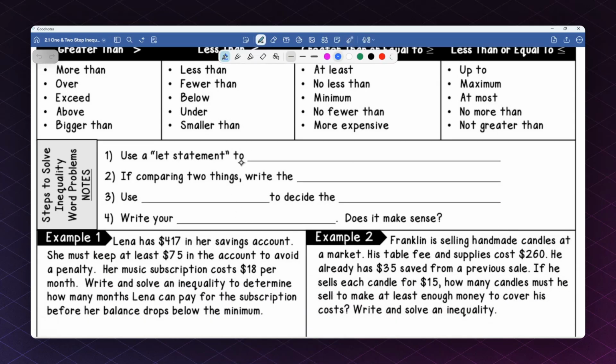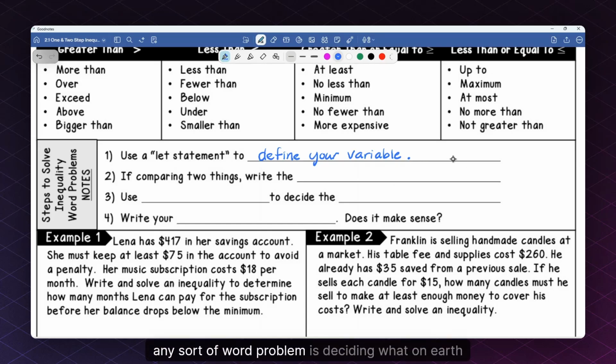All right. So the first thing that we're going to do is use a let statement to define your variable. Part of the problem with any sort of word problem is deciding what on earth it's even asking, and then once you decide what it's asking, you put it in a variable format, reminding yourself what it is that you're even solving once you solve the equation. That's what defining your variable is about.